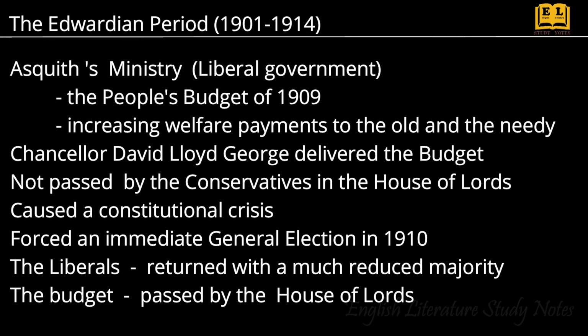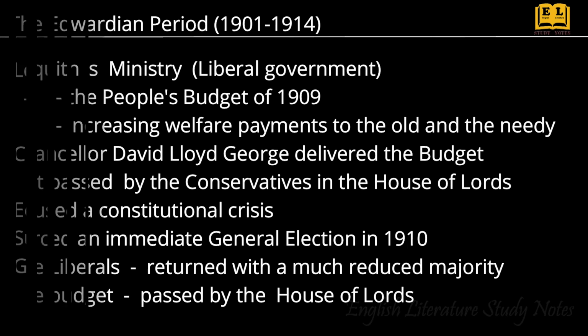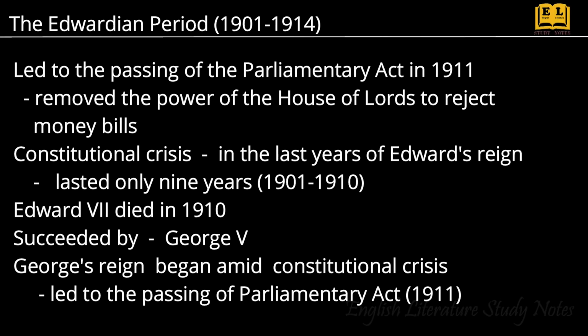It was not passed by the Conservatives in the House of Lords. This caused a constitutional crisis. It forced an immediate general election in 1910. The Liberals were returned with a much reduced majority and the budget was eventually passed by the House of Lords. It also led to the passing of the Parliamentary Act in 1911, which removed the power of the House of Lords to reject money bills.